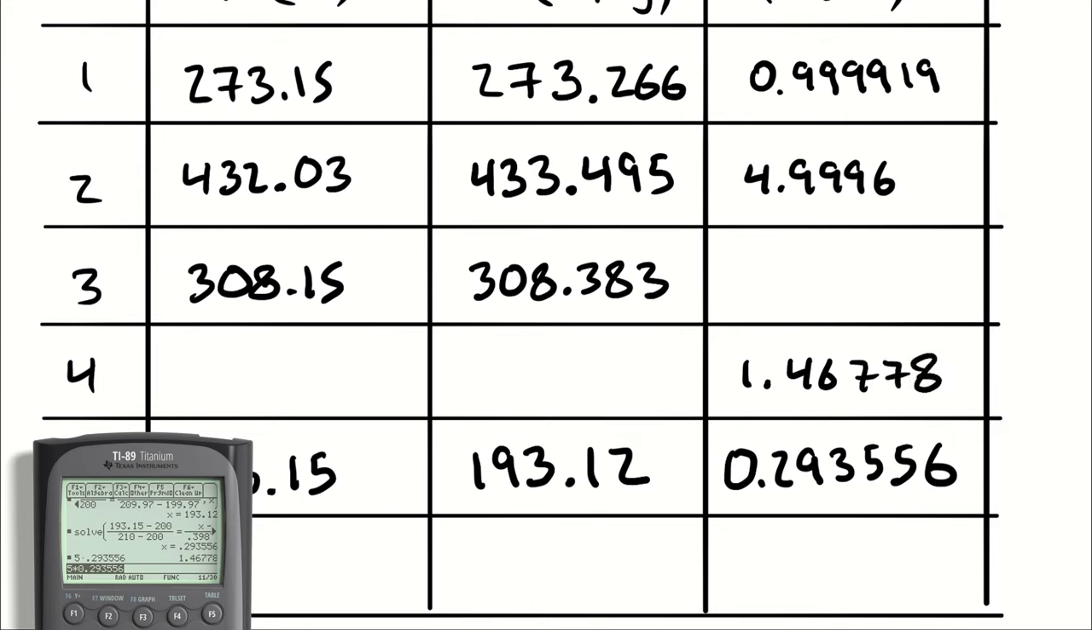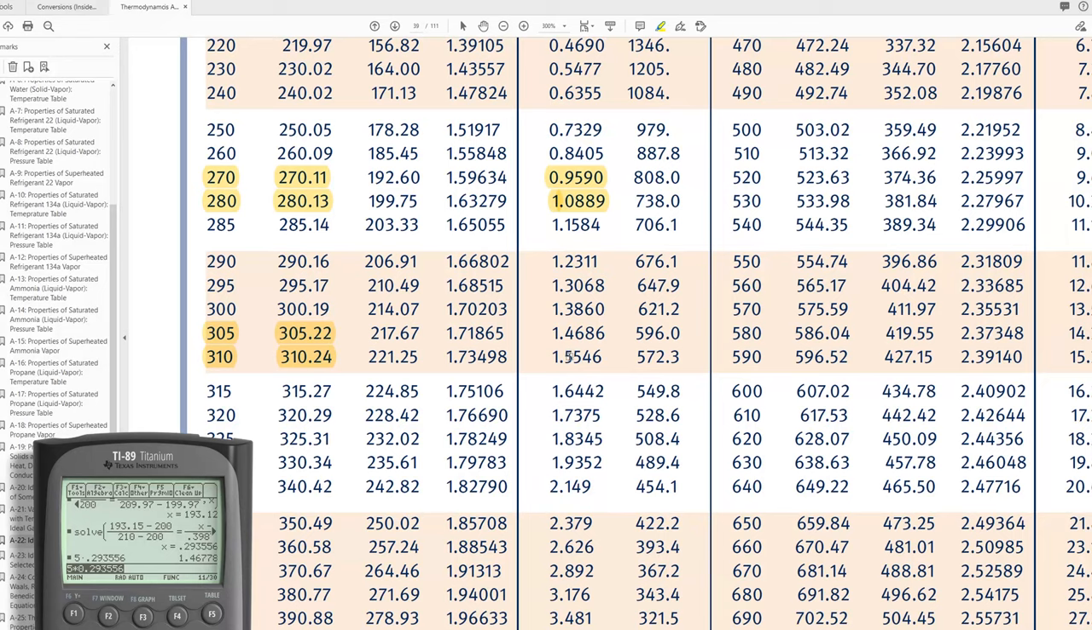And using a PR value of 1.46778, we can jump back to our tables. We can see that it lies between 1.4686 and 1.3860, which means that my enthalpy is going to be between 300.19 and 305.22. Furthermore, my temperature is going to be between 300 and 305. So, if I take 1.46778 minus 1.3860, and I divide by 1.4686 minus 1.3860, and I set that equal to X minus 300.19 divided by 305.22 minus 300.19.